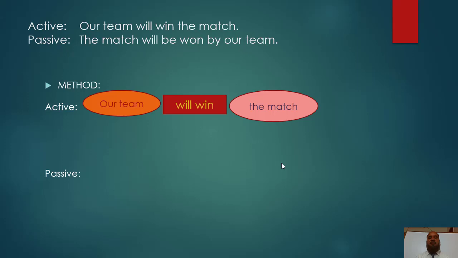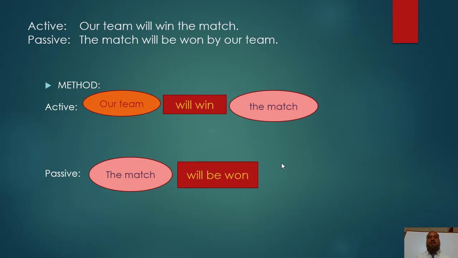Now, as a rule, there will be exchange of positions of object and subject. The object of the active voice, the match, takes place of the subject in the passive voice, the match. Let us observe the change regarding verb. Will win will be changed into will be won, and the subject of the active voice will take place of the object in the passive voice using by our team.